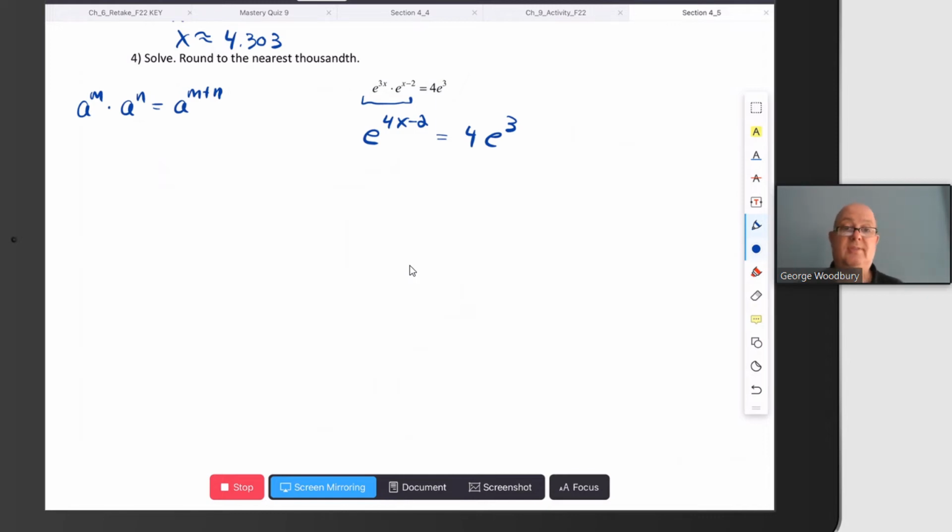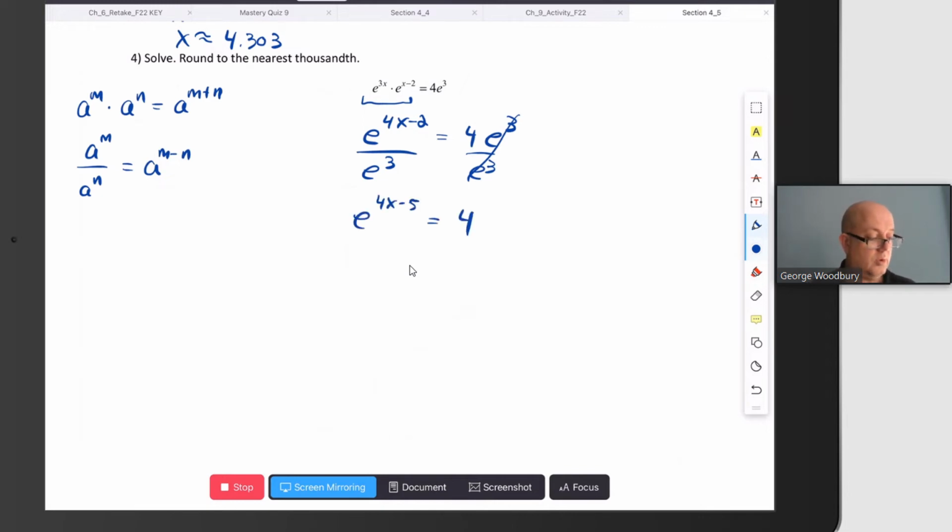Now, this may seem like a good time to use the natural logarithm, but I have an e to the third on the right-hand side that I can bring over to join the e on the left-hand side. And now I can use this property of exponents, a to the m power divided by a to the n power is the same as a to the m minus n power. So I can subtract the exponent in the numerator minus the one in the denominator. 4x minus 2 minus 3 gives me 4x minus 5 equals 4. Now this equation is much simpler to work with. I can take the natural log of both sides.